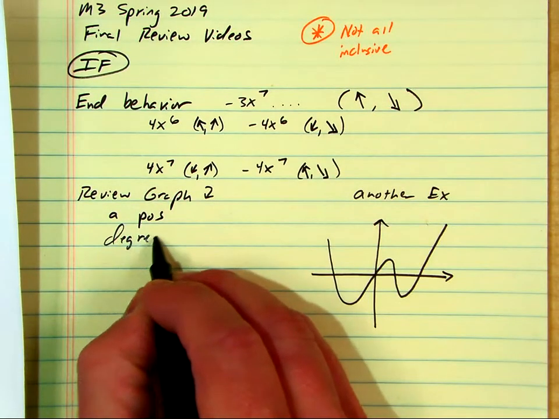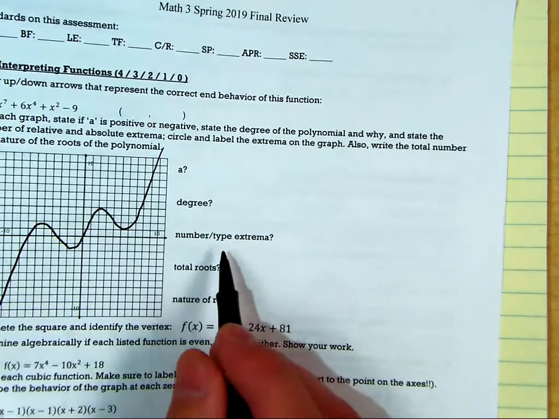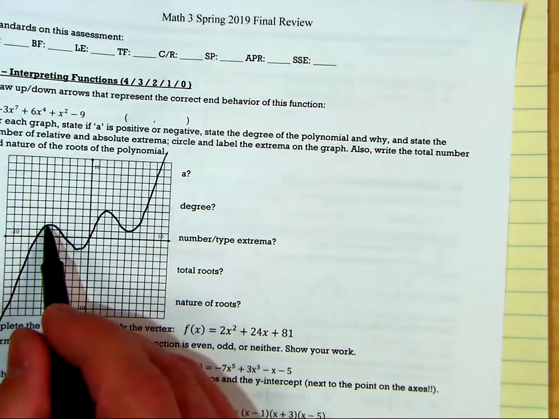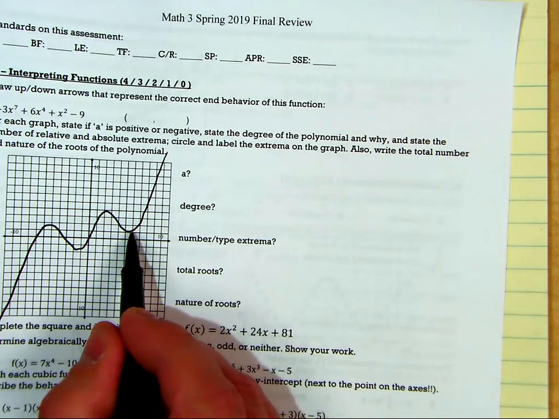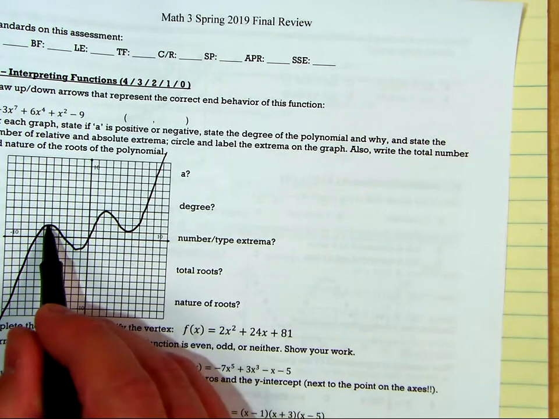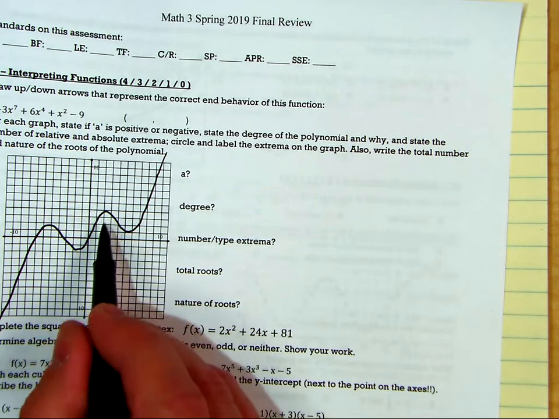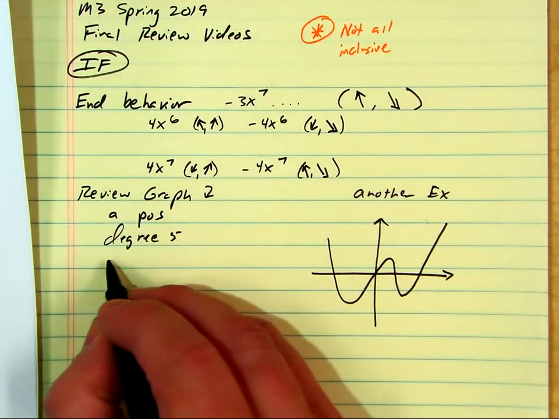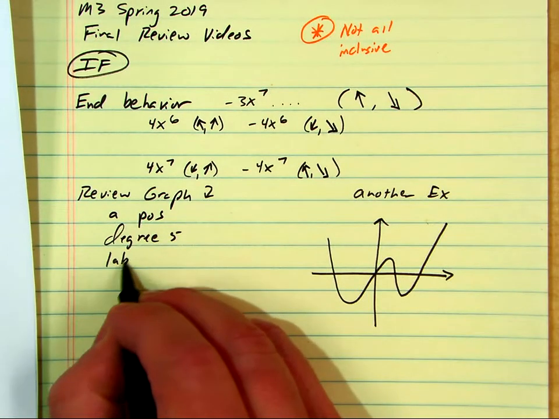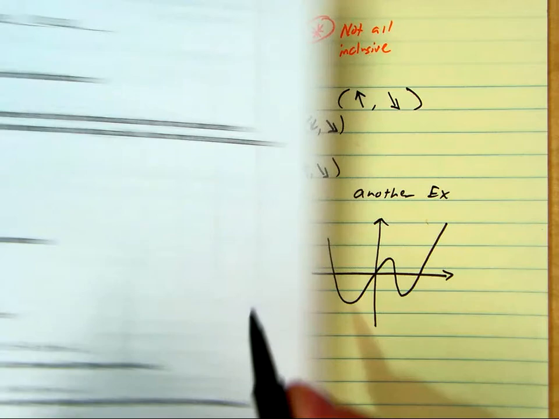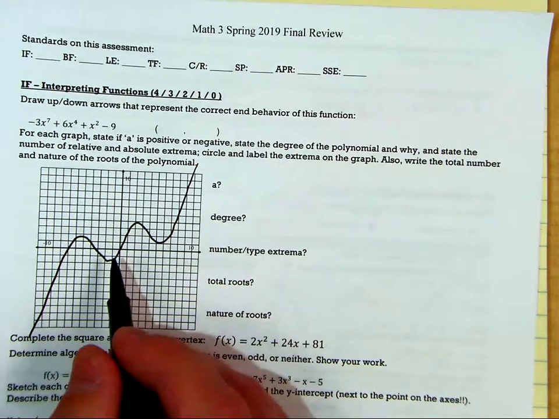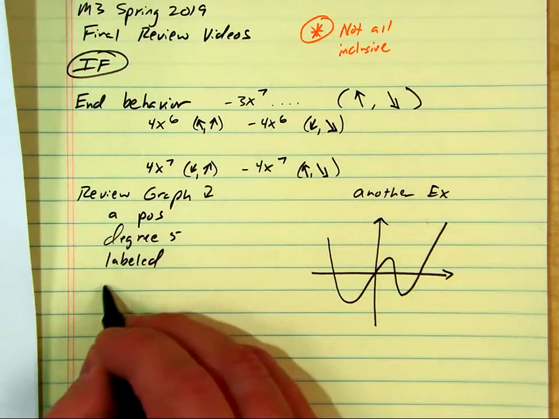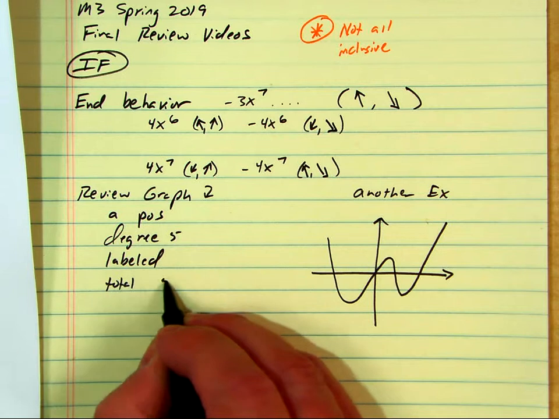So degree 5. Let's see, the number and type of extrema. We've got an odd function here. So we've got 1, 2, 3, 4 relative extrema. This one's a relative max, relative min, relative max, relative min. Okay, so labeled is what you would do on the test. How about the total number of roots? Remember, the total number of roots is going to be the same as the degree. It's a trick question. So the total roots is 5.